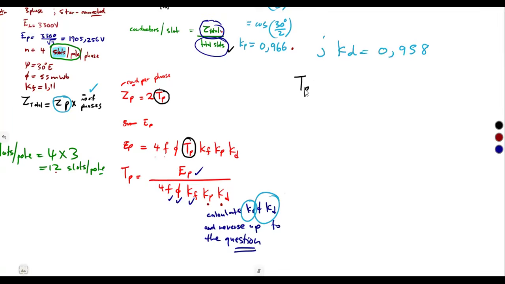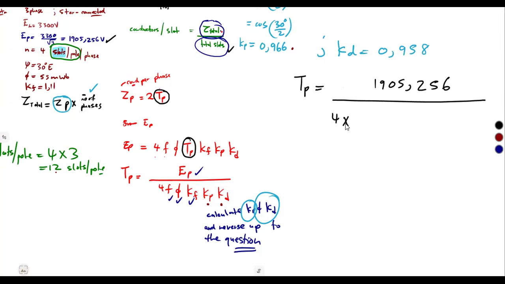So now TP can be calculated. You write your formula, this is the formula for TP, so I'm not going to rewrite it, guys. That's EP, remember, the phase value, our induced EMF per phase, which is 1905. These values were missing, so you calculated them. As you are reversing, they are now there, so it will be just substituting, it will be just flowing.